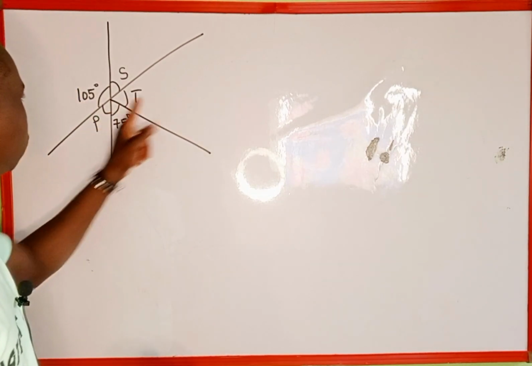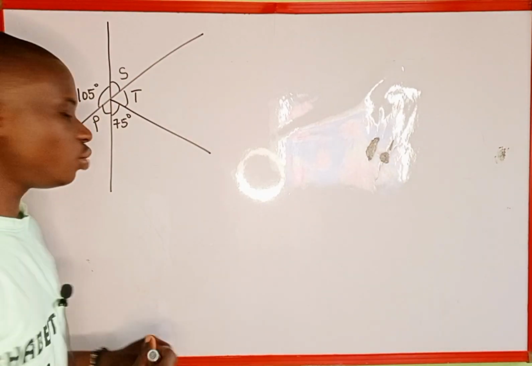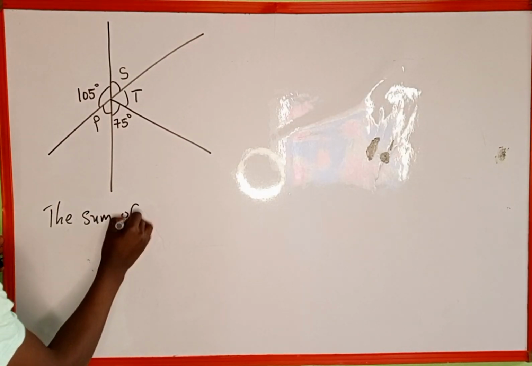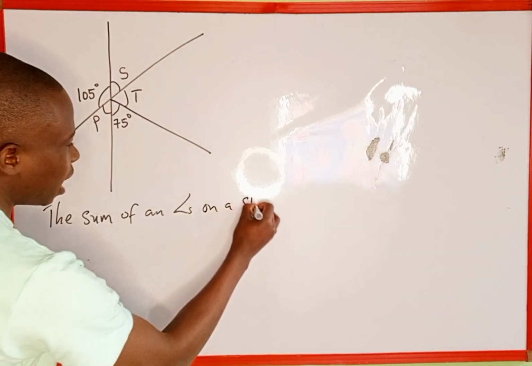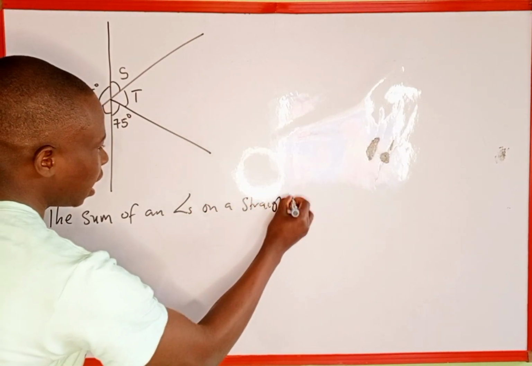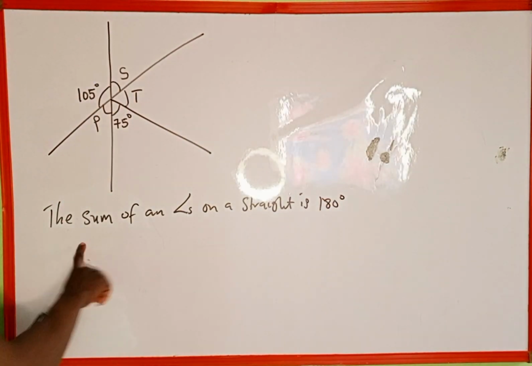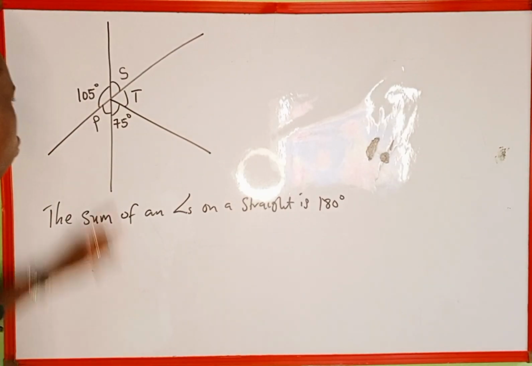To find all these three missing angles, what we are going to recall is one of the theorems that says the sum of angles on a straight line is 180 degree. So we recall this theorem: the sum of angles on a straight line is 180 degree. Now we're going to start from here.